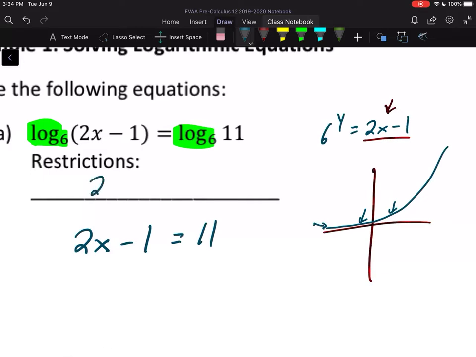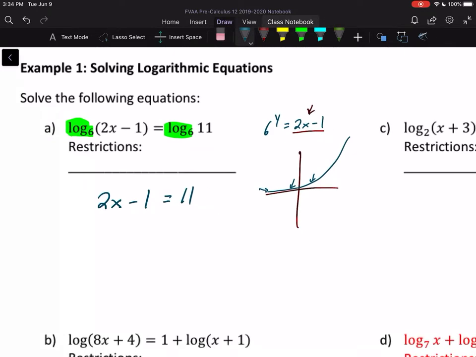Let's do it on the side there. So our restriction is based on the fact that 2x minus 1 must be greater than 0. Not equal to 0, greater than 0. Oh, sorry, it's minus, not plus 1. So if you just do the quick algebra, x must be greater than 1/2. That's where you end up. So that's my restriction: x must be greater than 1/2.